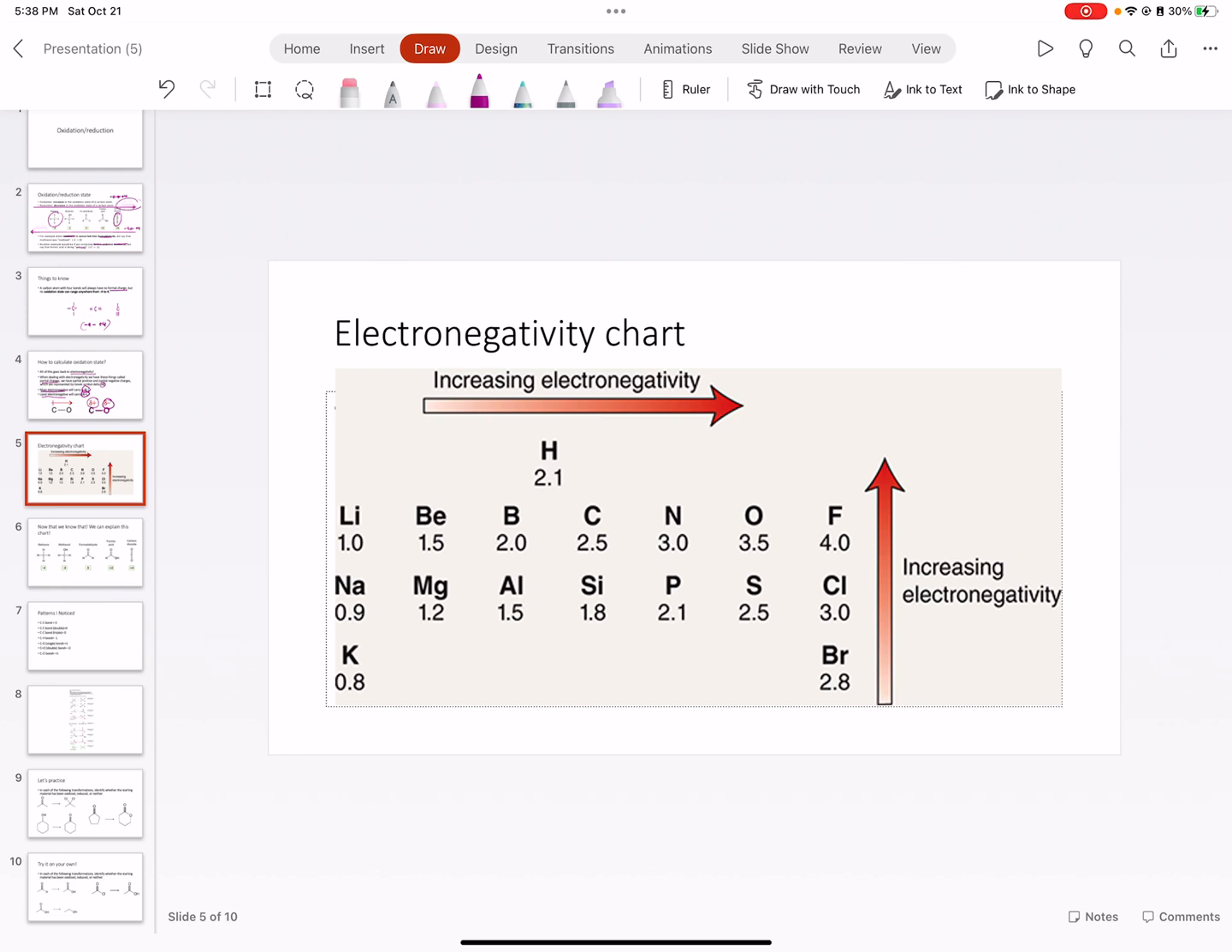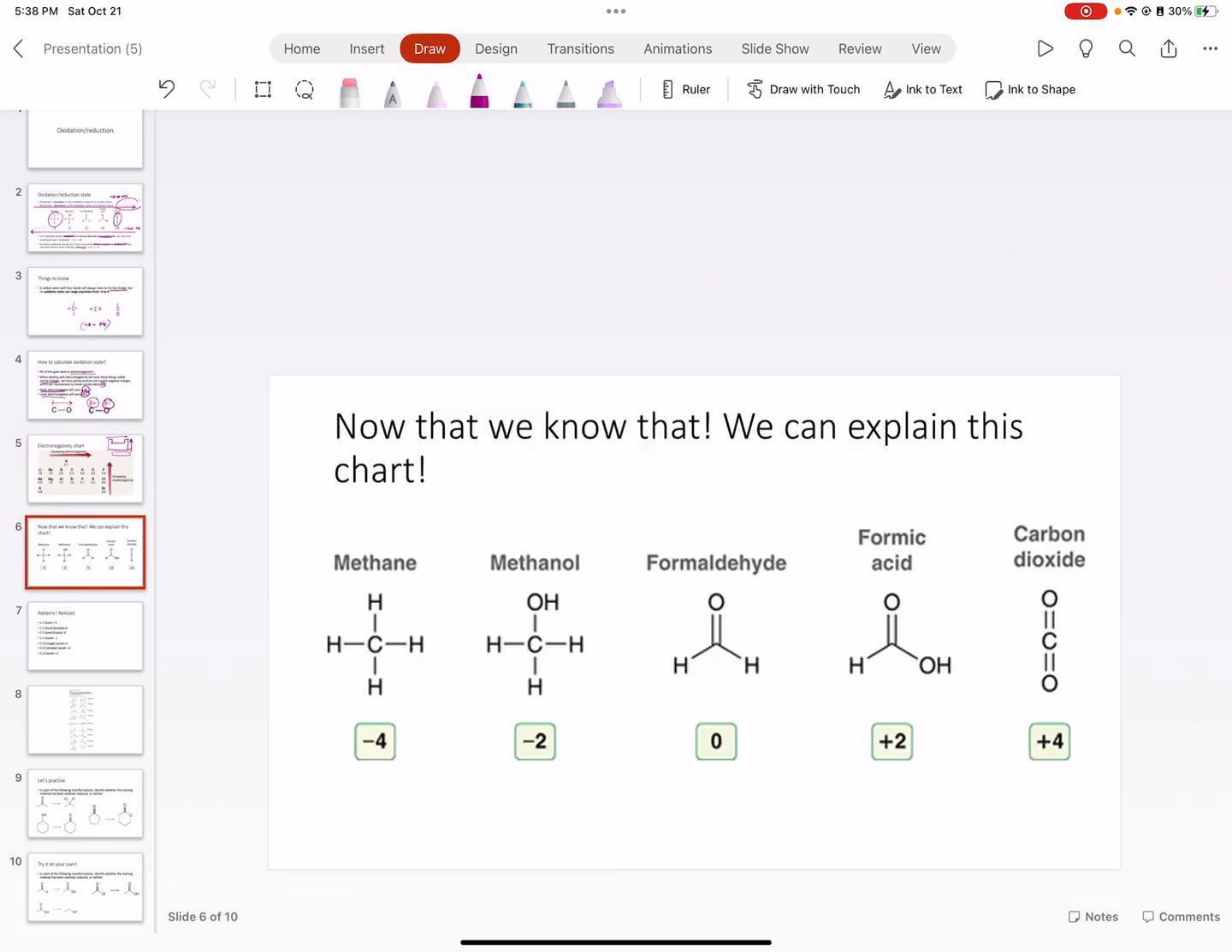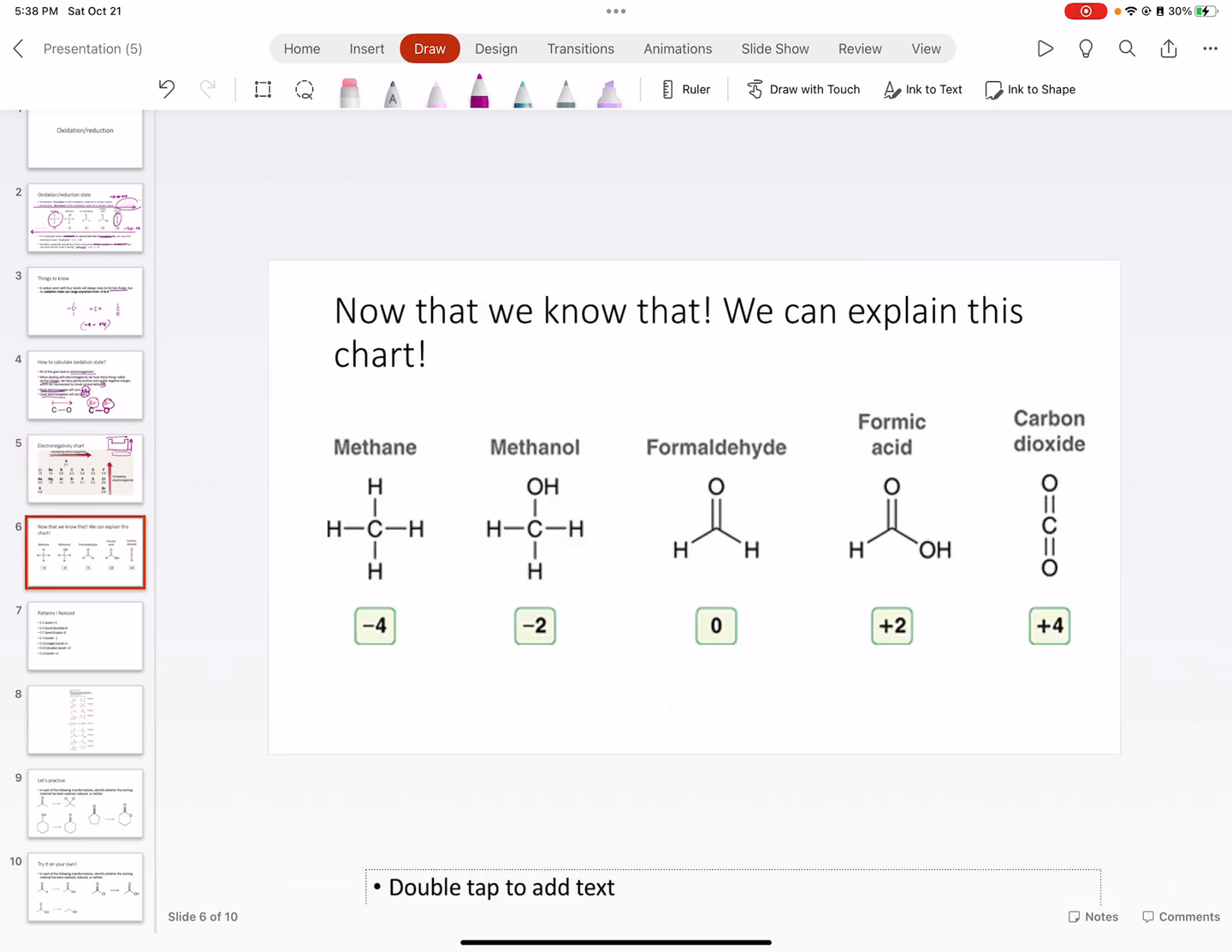So electronegativity goes this way, it goes up. We know that our periodic table normally looks like this. So on the test you can do this, and you already know that electronegativity is going to go that way. Now that we know that, we can explain this chart and start calculating.